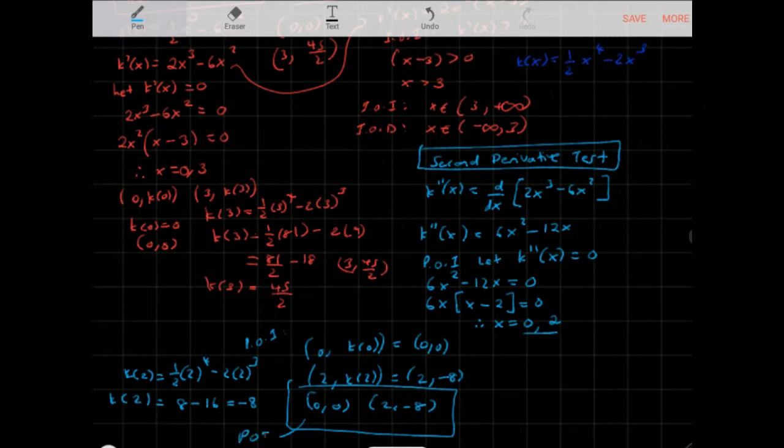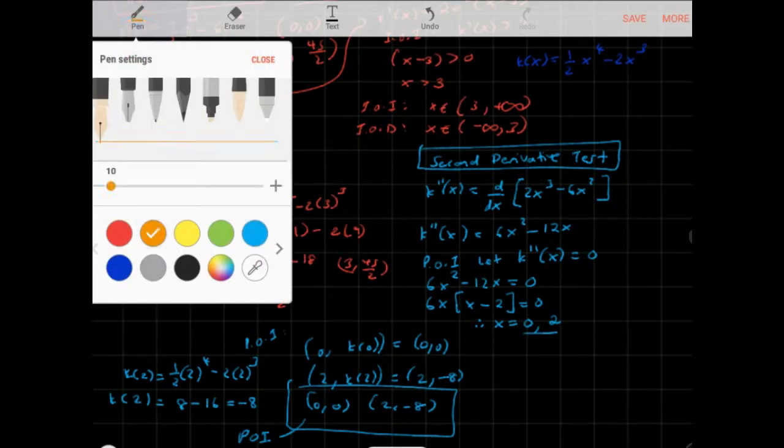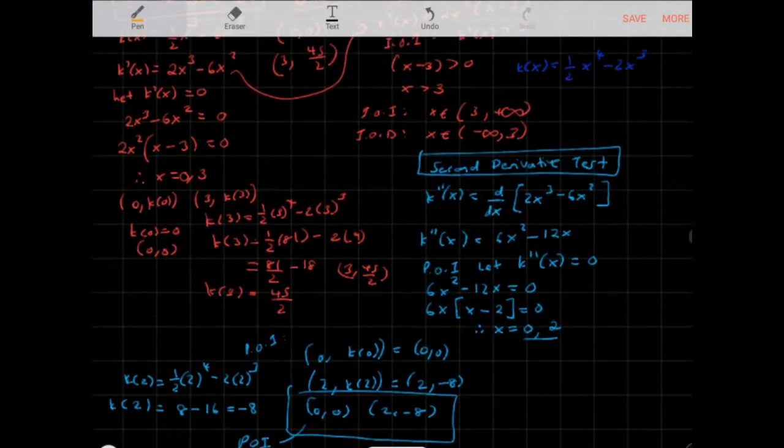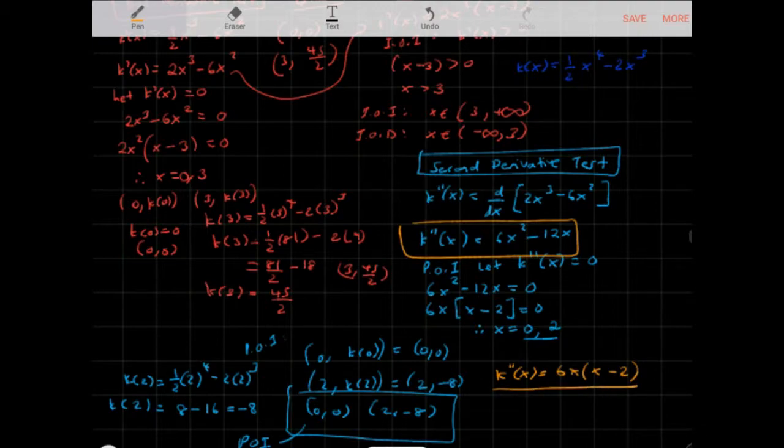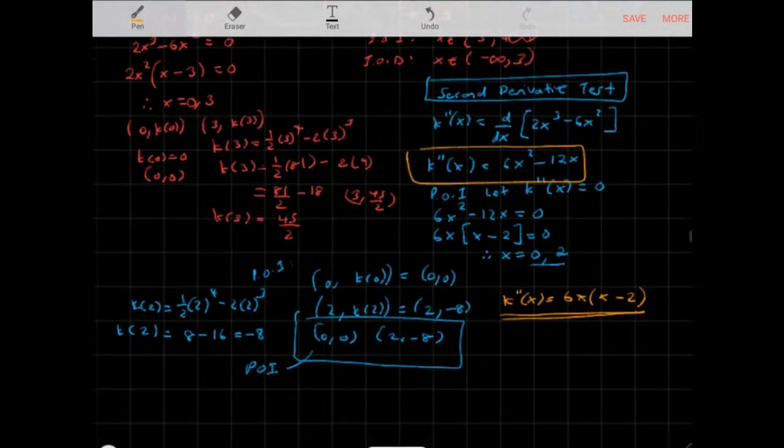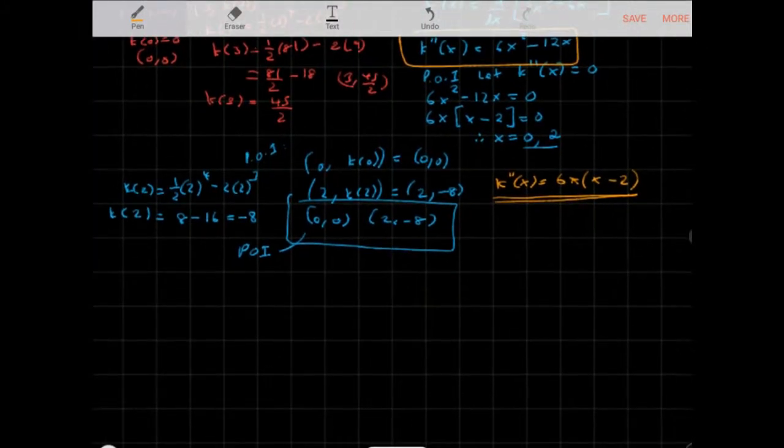So now we have our points of inflection. What we also want to do is determine our intervals of concavity. For intervals of concavity, we're still going to be using our second derivative, and you want to look at it in its factored form. So k double prime of x is equal to 6x times x minus 2.